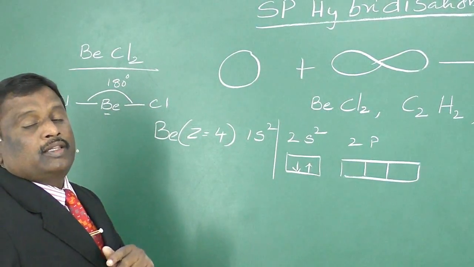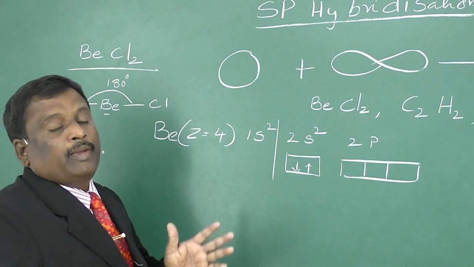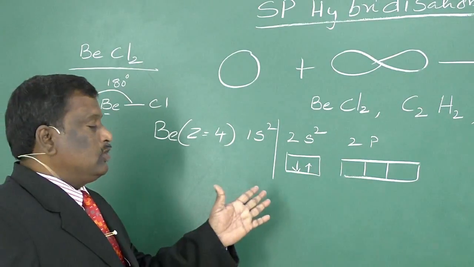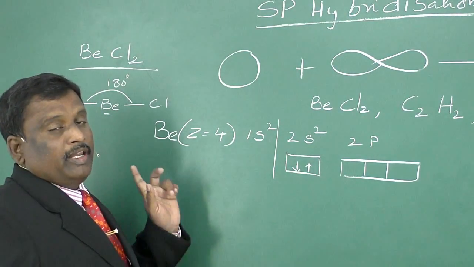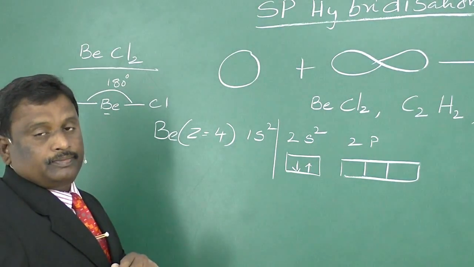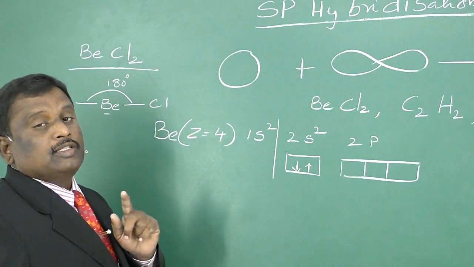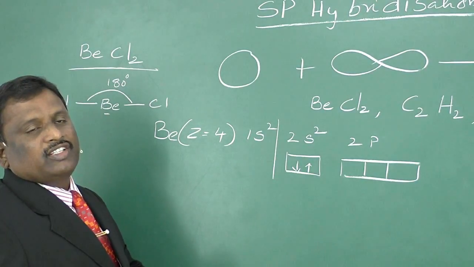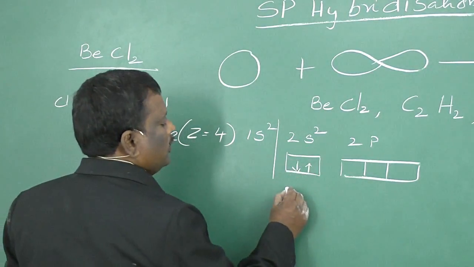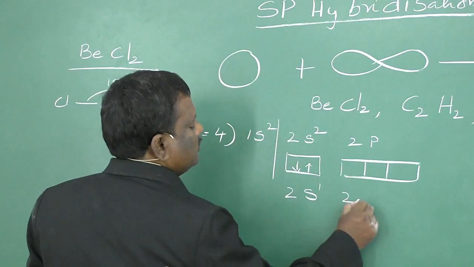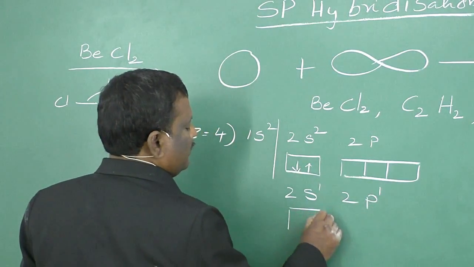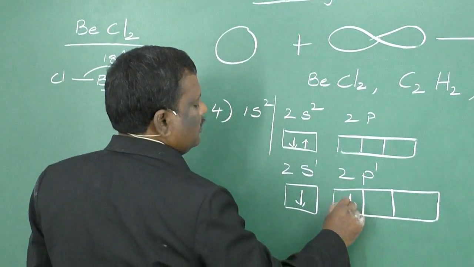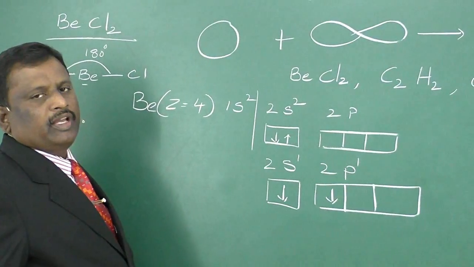Because what does valence bond theory tell us? Only half-filled atomic orbitals will be involved in chemical bonding. But here there is no half-filled orbital, yet beryllium is found to form 2 bonds. How is it possible? It is possible only when beryllium has its electronic configuration in the excited state as 2s1, 2p1, that is 1 electron in the 2s orbital and 1 electron in the 2p orbital. The half-filled p orbital is there.